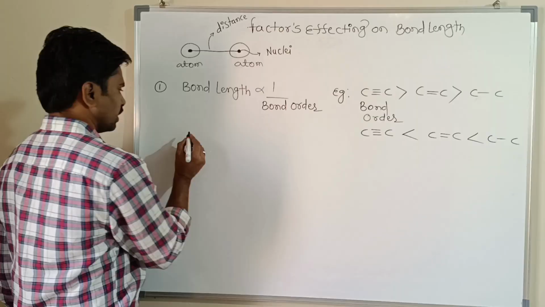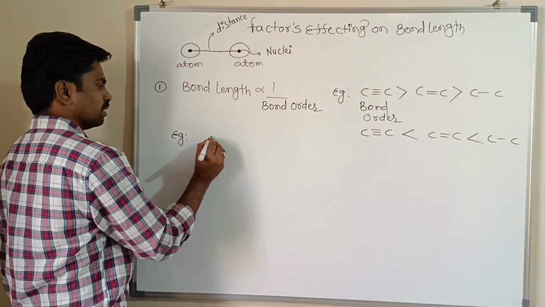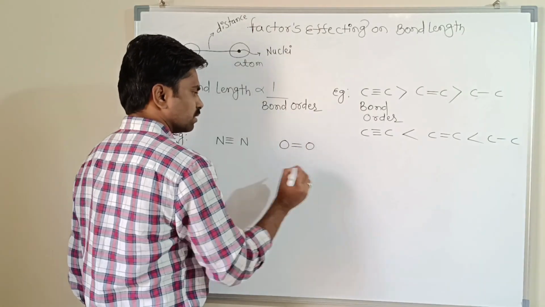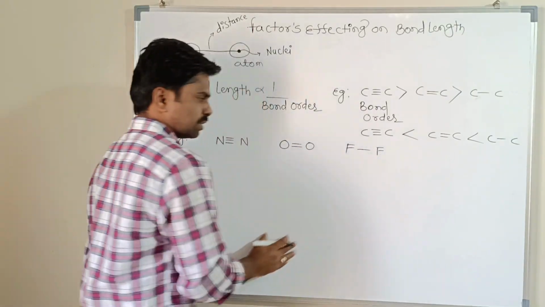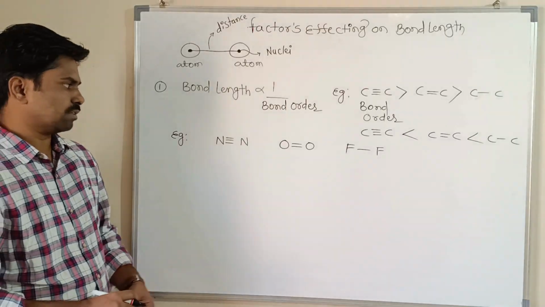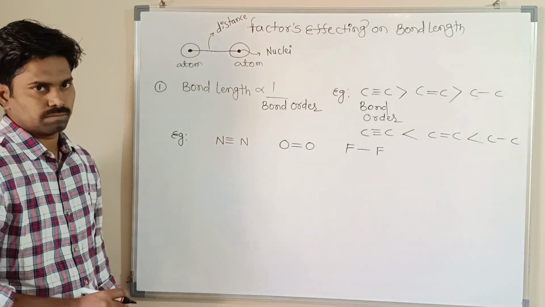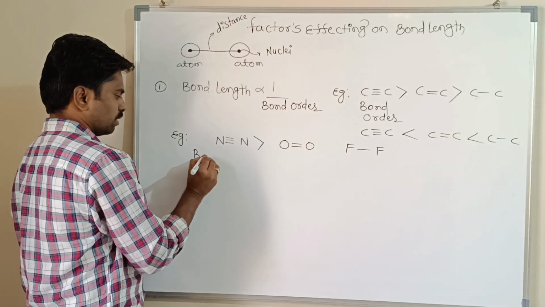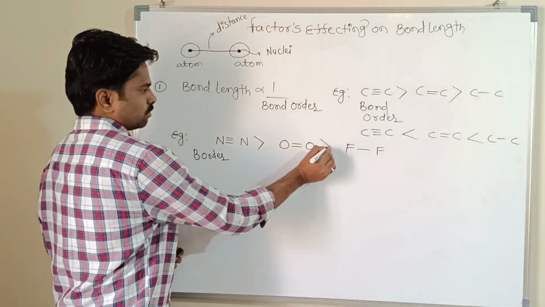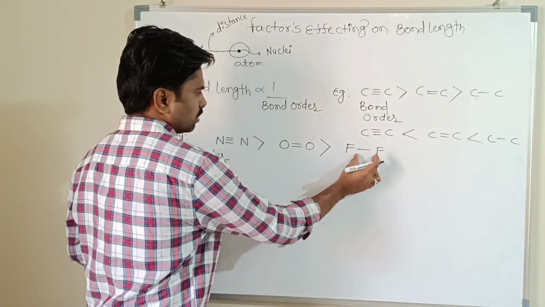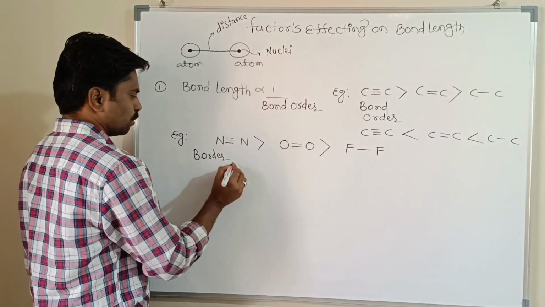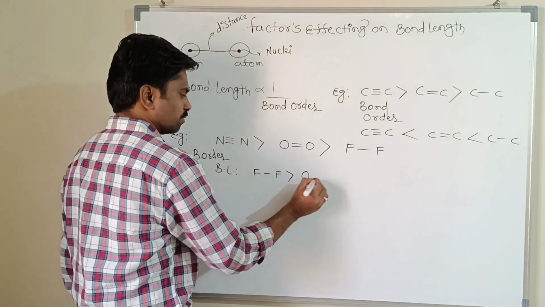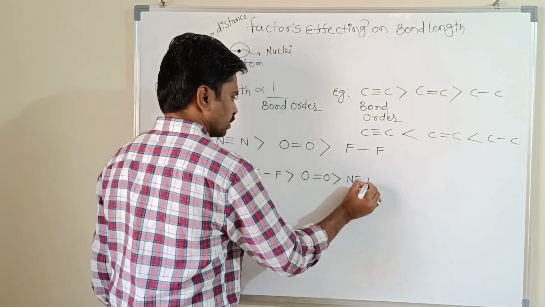Okay, so I will give another example also. That example is nitrogen triple bond nitrogen, oxygen double bond oxygen, fluorine single bond fluorine. Here in this case, which has the highest bond length? That's your question. We know this is the bond order: there is a triple bond, a double bond, a single bond. Automatically the bond length will go the opposite way. So which one is highest? Fluorine single bond fluorine. Then oxygen, then nitrogen triple bond nitrogen.